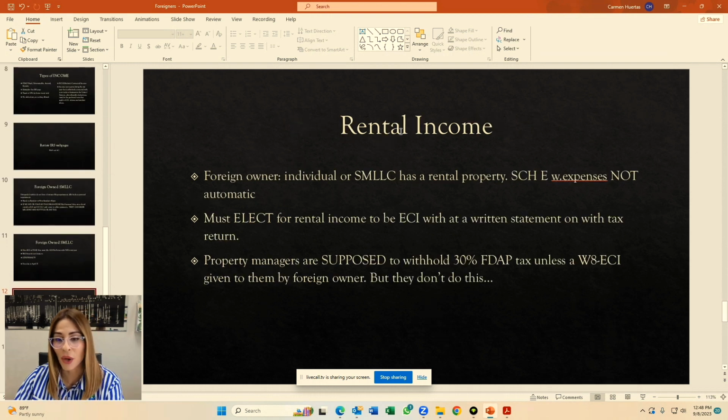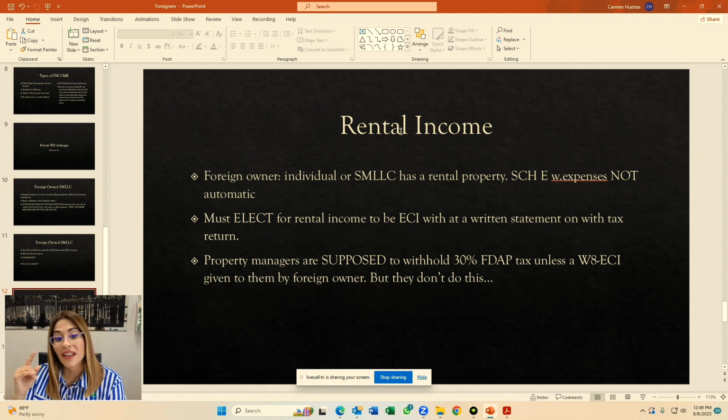Okay. So back to the rental income. If you are an individual who owns a house in your name, or you have a sole member LLC and you have a rental property, Schedule E with expenses is typically where you want to report rental income, right? That's how it works. But it's not automatic. Again, rental income is considered FDAP and it's supposed to be taxed at 30%. So there's no space there to be writing off your expenses. And it actually goes into the tax return in another section that doesn't go in through Schedule E.